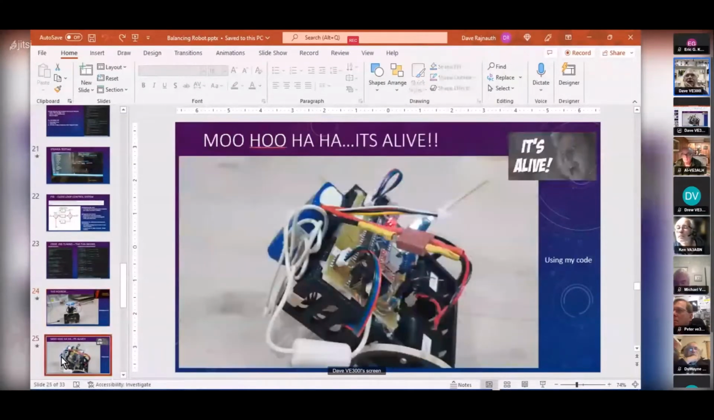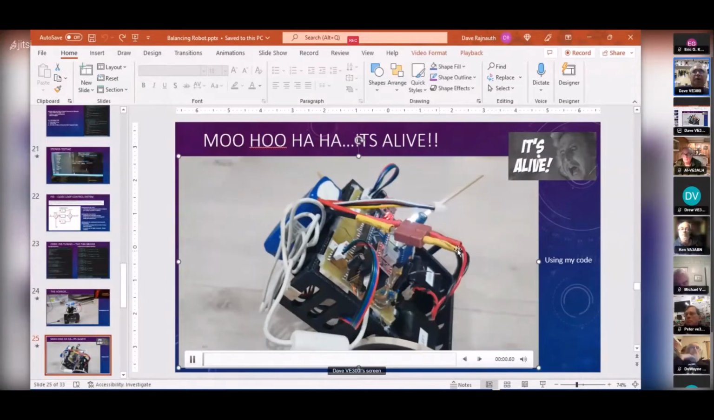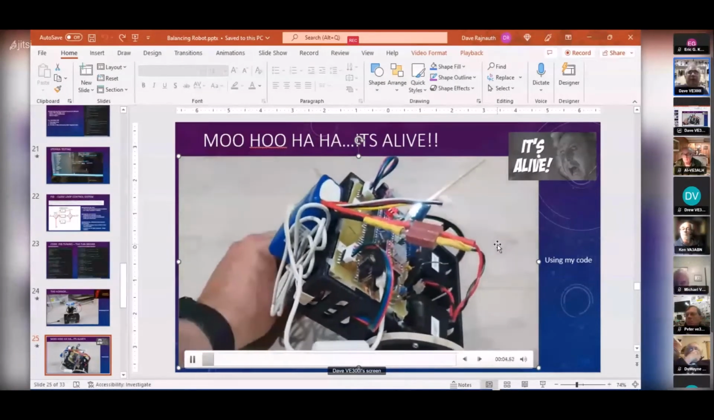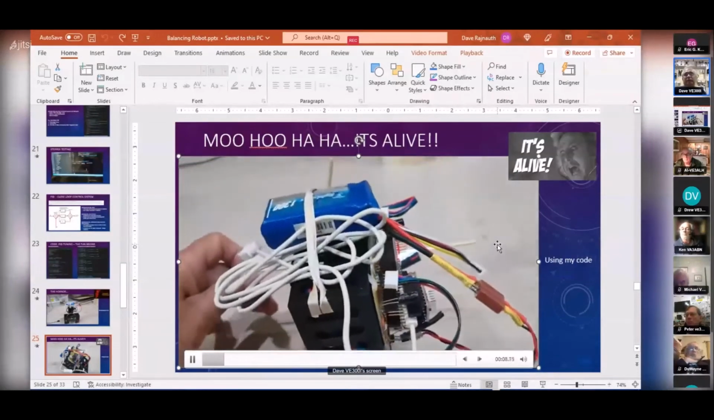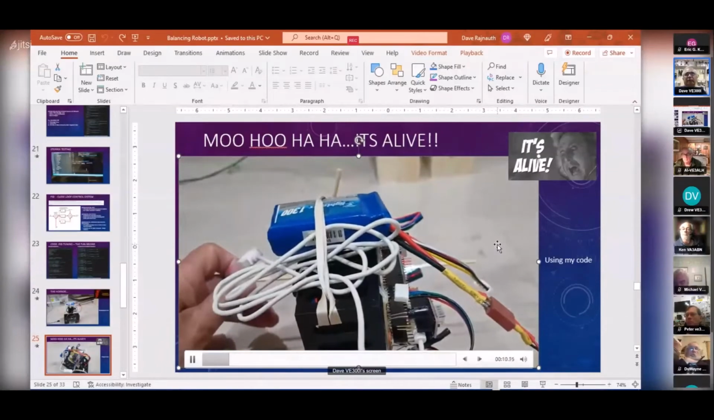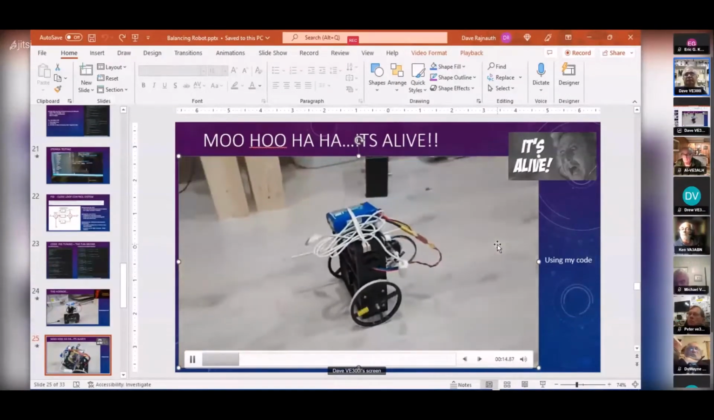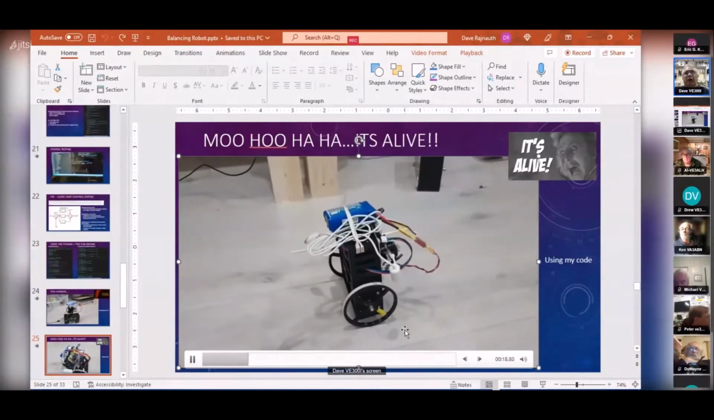So enough of that. And then finally, this is my code. I was able to get it to balance, but what I couldn't get it to do was to drive forward. I finally managed to get the PID working. It was very jerky. It wasn't very smooth. And you can see it's oscillating a little bit there. Well, it's oscillating quite a bit.